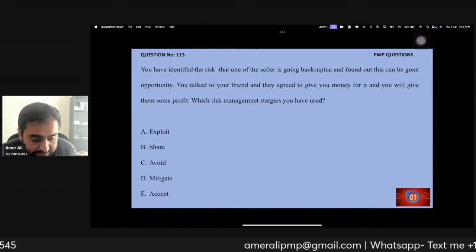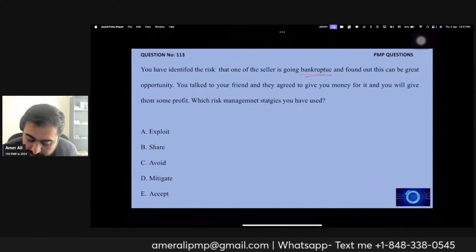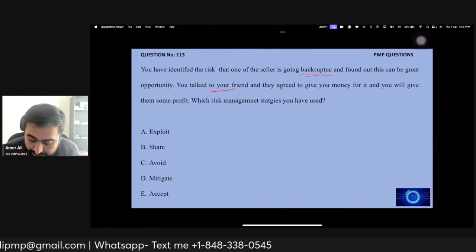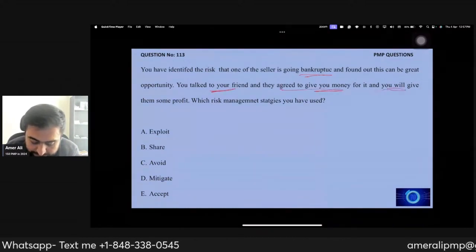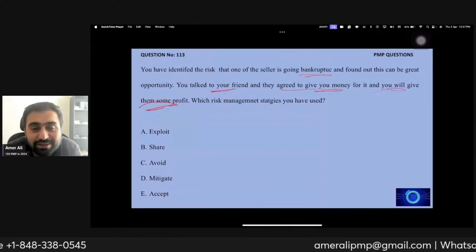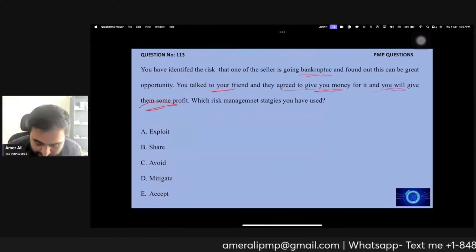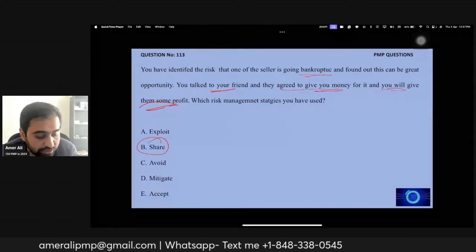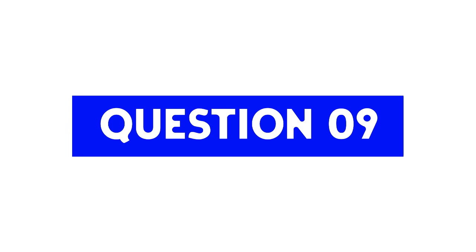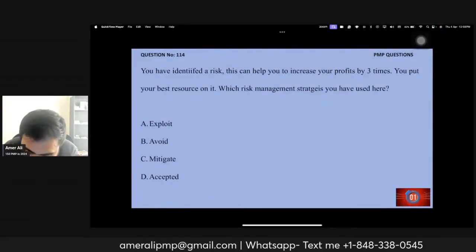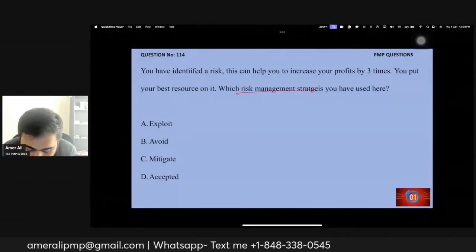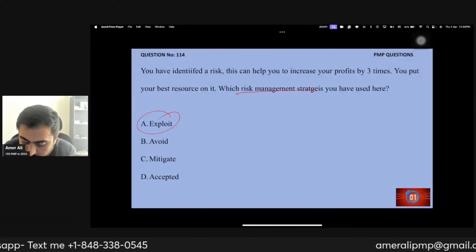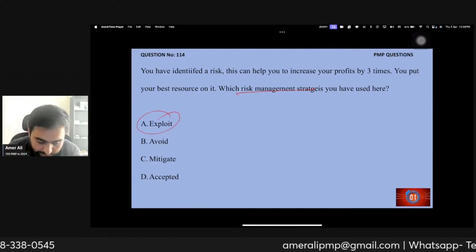You have identified the risk that one of the sellers is going bankrupt and found out that this can be a great opportunity. You talk to them, they agree to give you money, and you will give them some profit. You are sharing the opportunity with somebody. Which risk management strategy have you used? So this is exploiting. We are doing both, increasing the profit and doing that. It is exploiting.